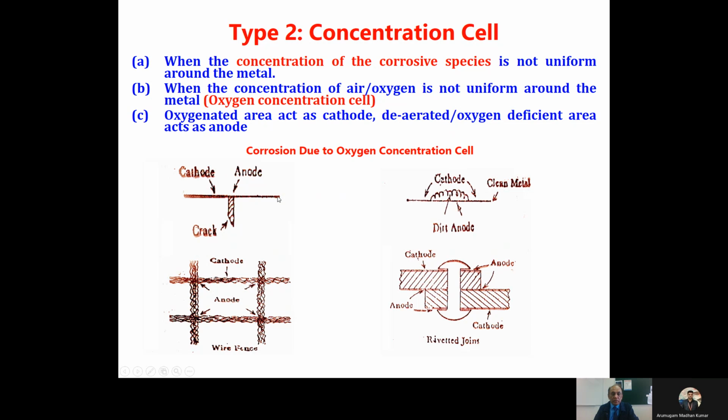You can see this cracked metallic piece. In the crack, oxygen is less, so this area will act as an anode, while the surface of the remaining metal will act as a cathode. So the corrosion will take place here. Similarly, in a riveted joint also, because of the difference in concentration in this structure, corrosion will take place.